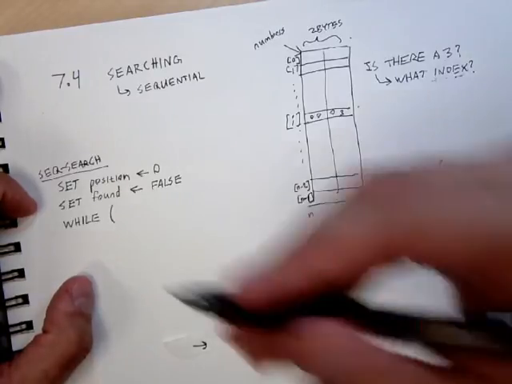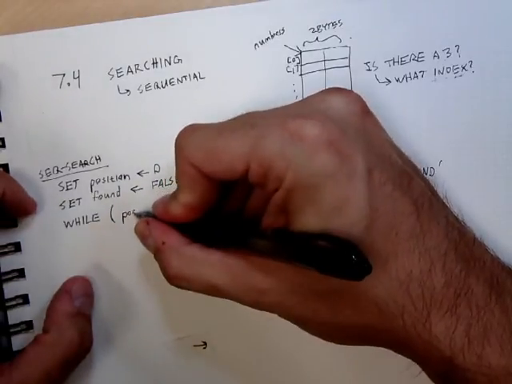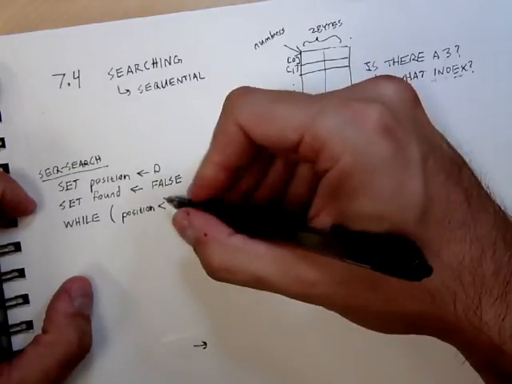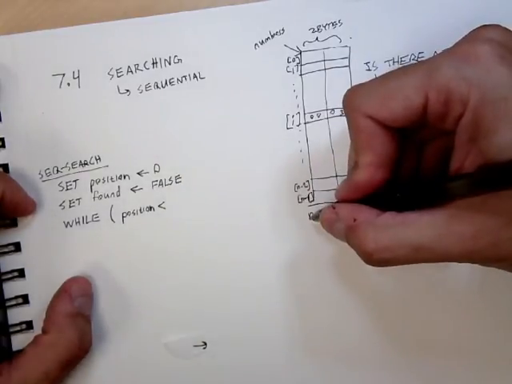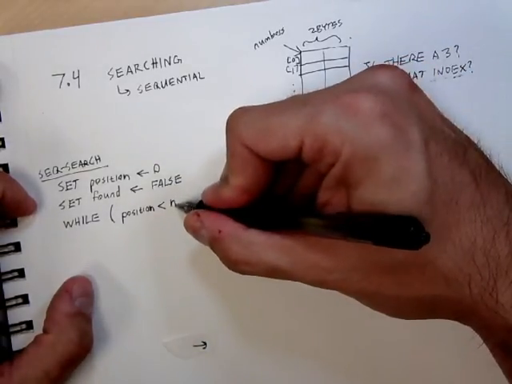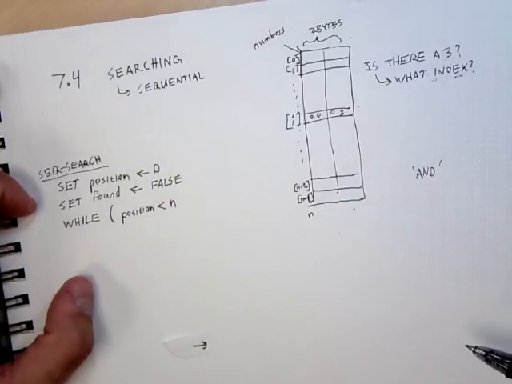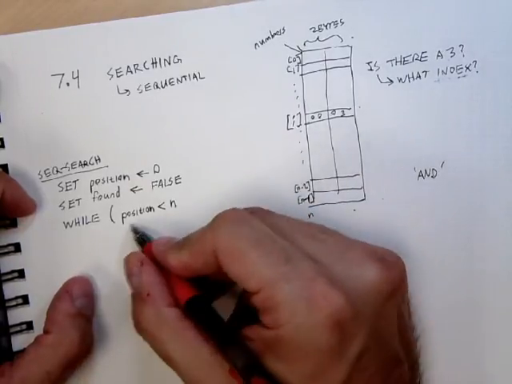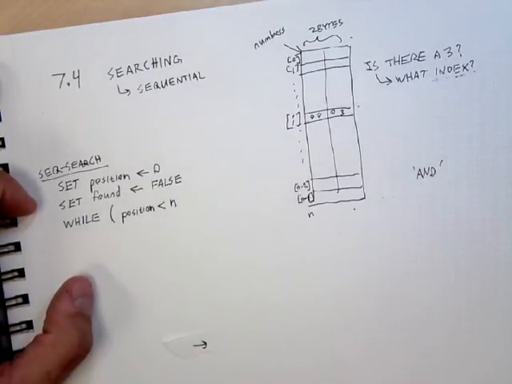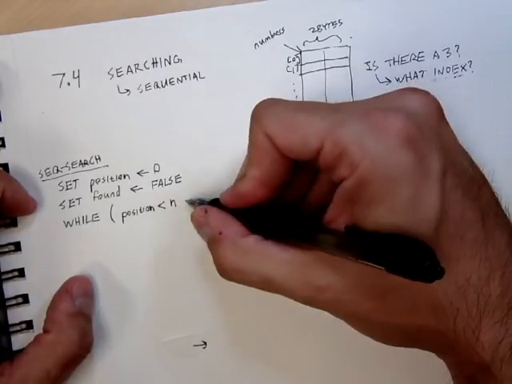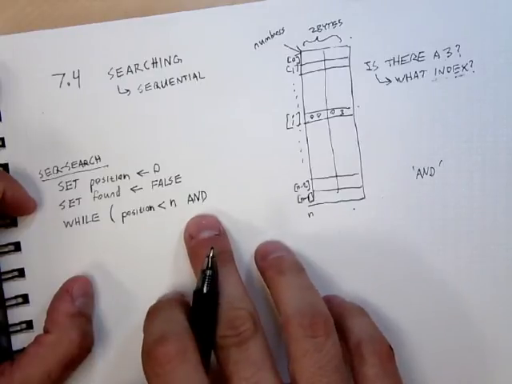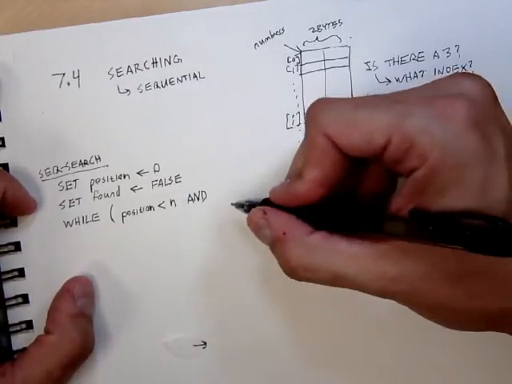So while position is less than n, right? In our case, in the book it's 10. I'll just write n. While position is less than n, that's equivalent to saying we're not at the end. Right? We're not at the end yet. So while position is less than n, and also, if both are true, found is false.